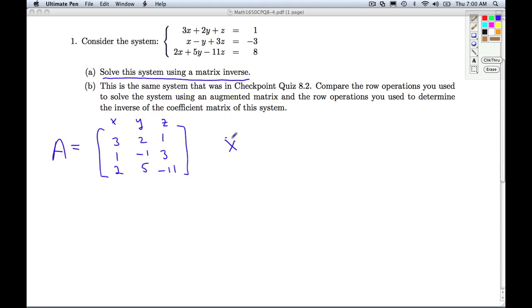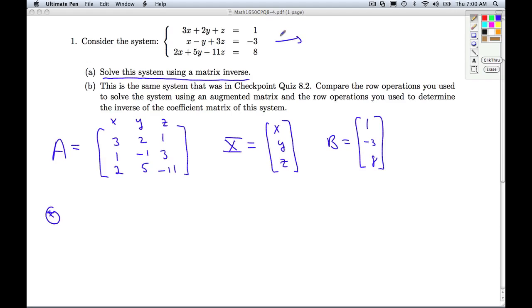So that's the coefficient matrix. And then we have the unknown matrix X that stores the unknowns, the variables x, y, z. And then we have the constant matrix B: 1, negative 3, 8. And so the system of equations up here is equivalent to the linear matrix equation AX equals B.